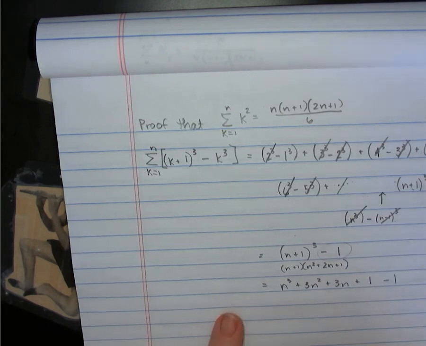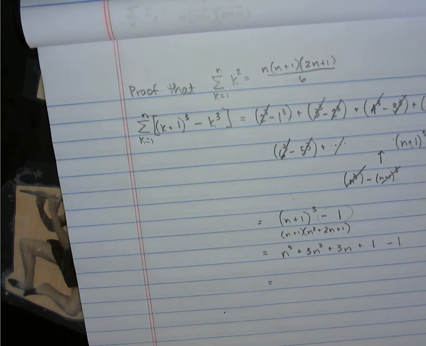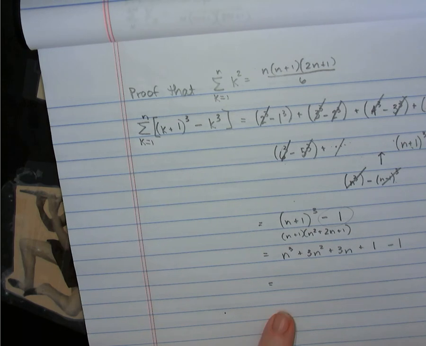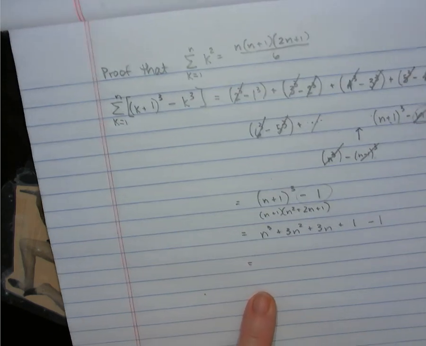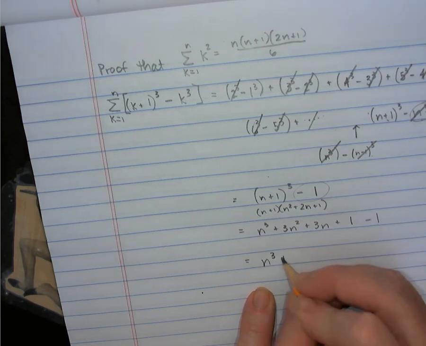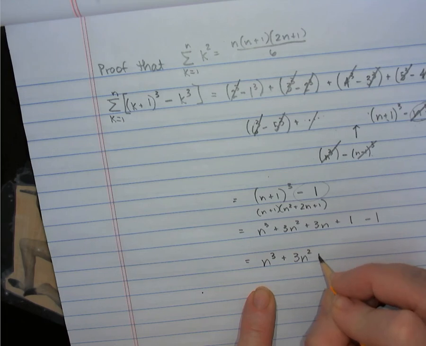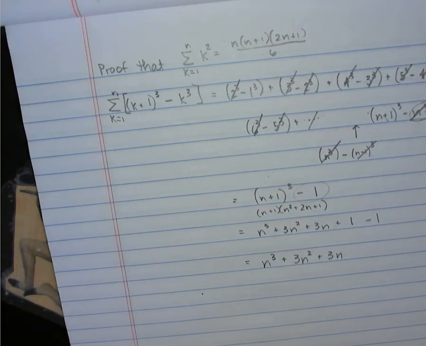So after all of this, what's this simplifying into? Zach? Is it n cubed plus 3n squared? Uh-huh, exactly. The ones cancel out. So n cubed plus 3n squared plus 3n. Okay, end of story. So that's all we can do.